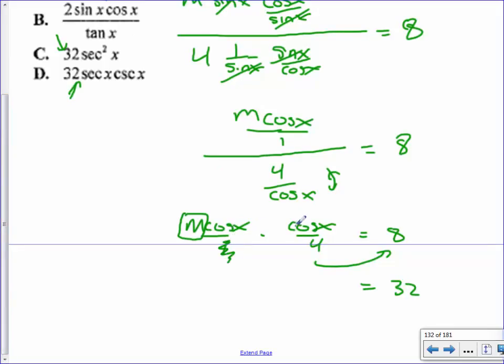How do you get rid of this cosine and that cosine? Yeah, divide them. So you need to put the cosines on the bottom, and there's 2 of them. So I'll write it like that. We actually just came across this issue in the last question. Cosine on the bottom is the same thing as secant. So you have 32 secants. That is what m equals.